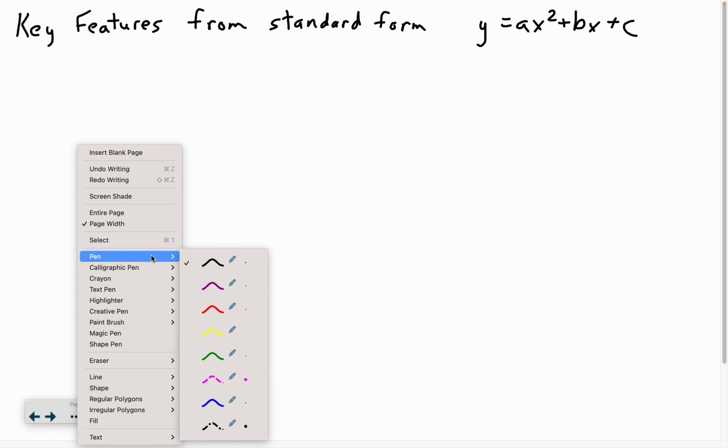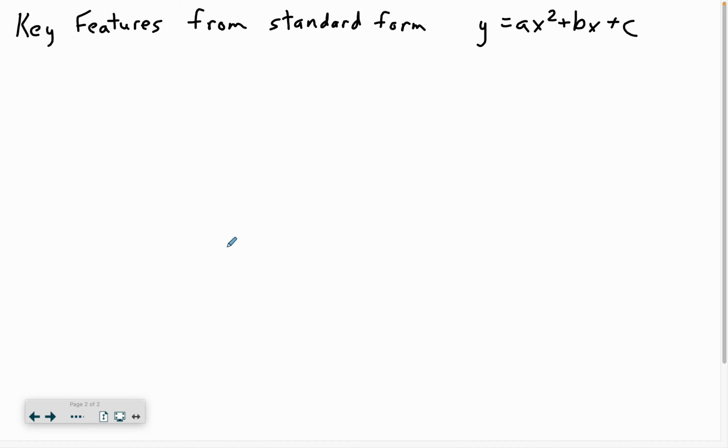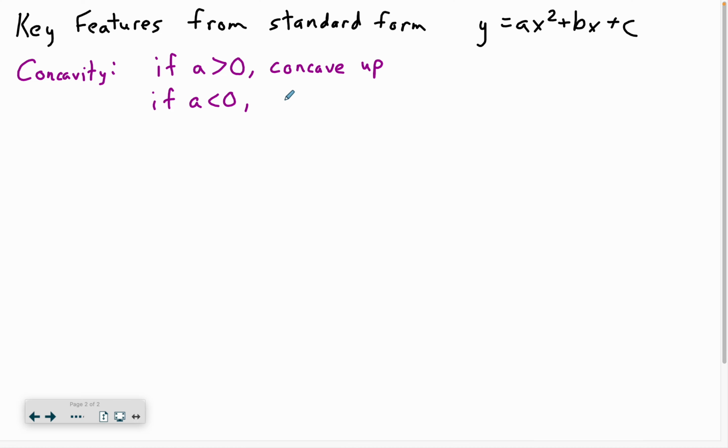So the first thing, and this is on your notes, so I would copy this down onto that note sheet once you get this down in your notebook. So concavity. If you remember from vertex form, the sign of the a value determined whether the graph was concave up or down. It's the same exact thing for standard form. So if a is positive, greater than 0, the graph, the parabola, is concave up. And if a is less than 0, it's concave down.